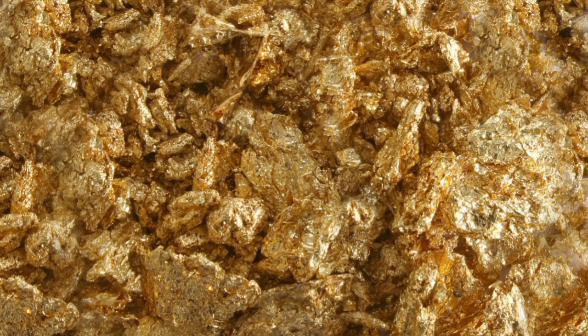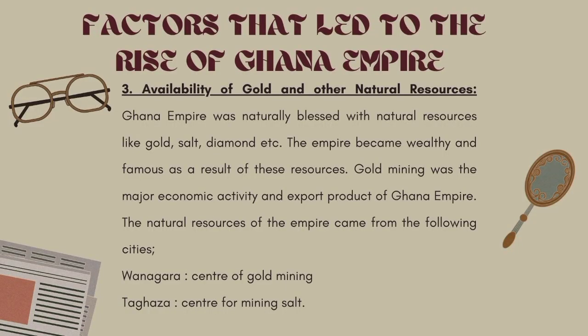They also had different commercial centers for these resources. One of these is Wangara. Wangara was known as a center for mining gold. They had readily deposited gold there, where gold was mined in large quantity. Then another one we have was Tagaza. This center was for the mining of salt.